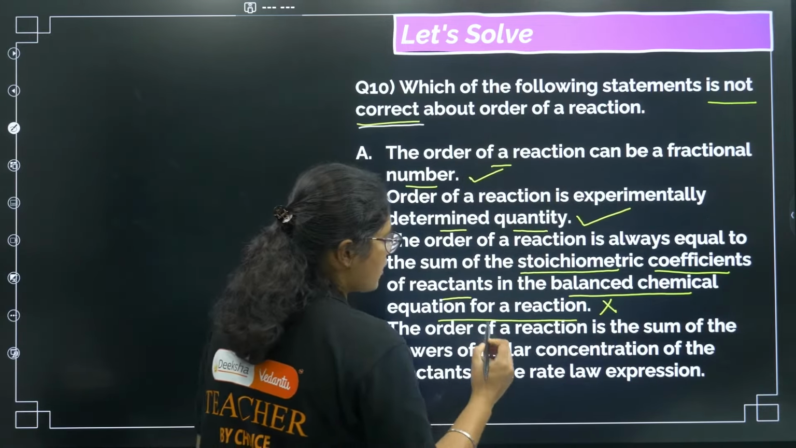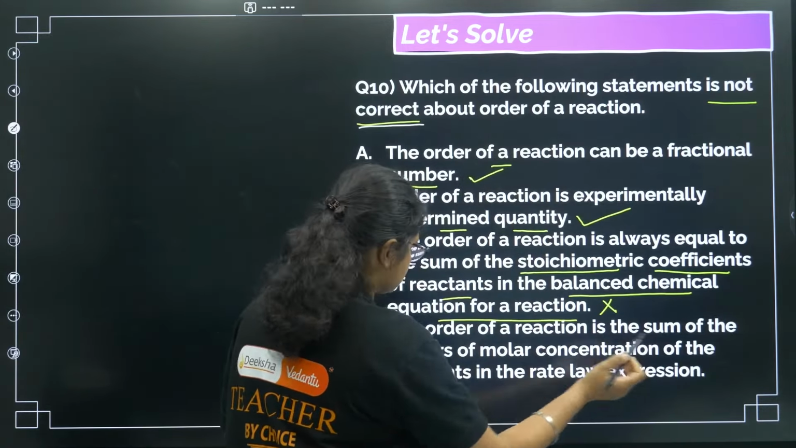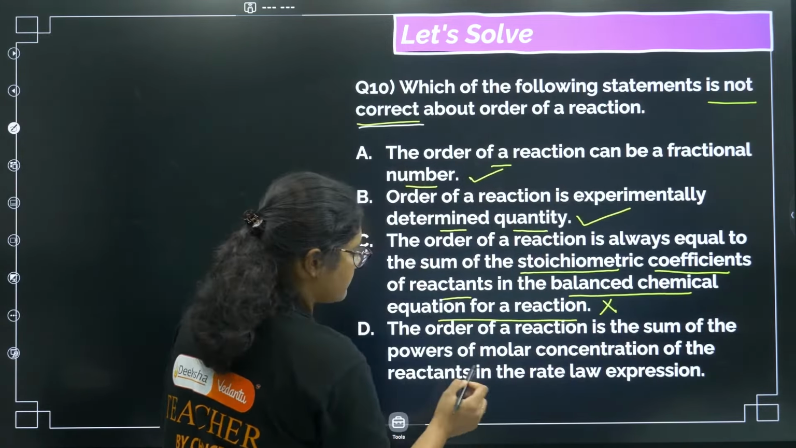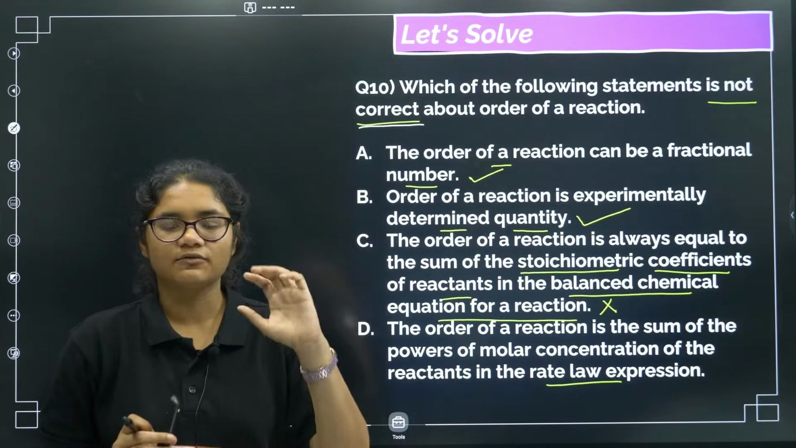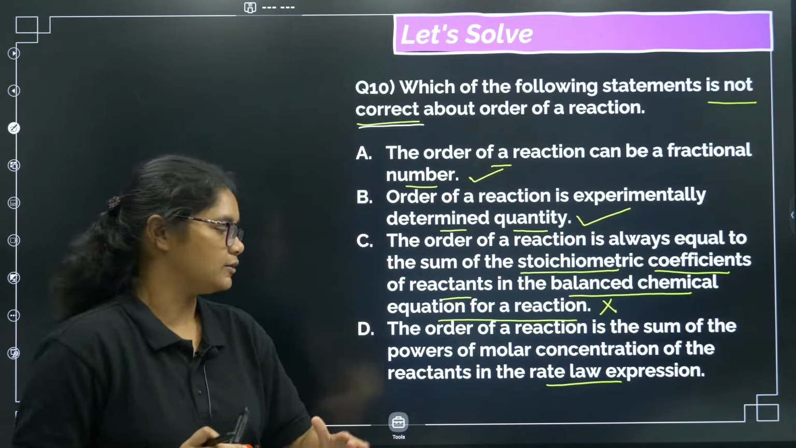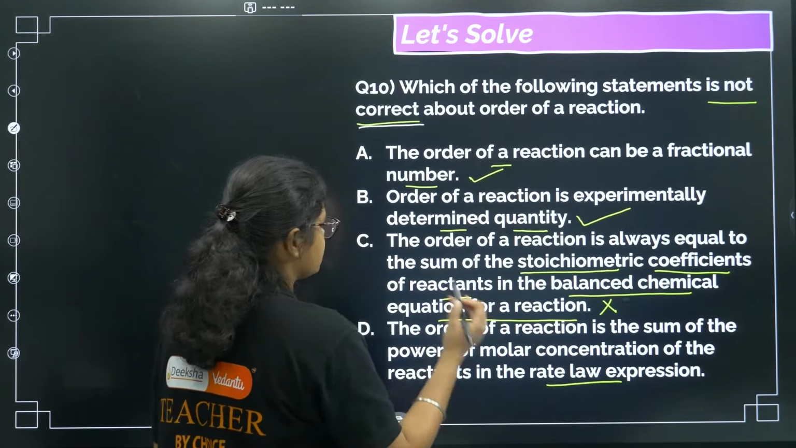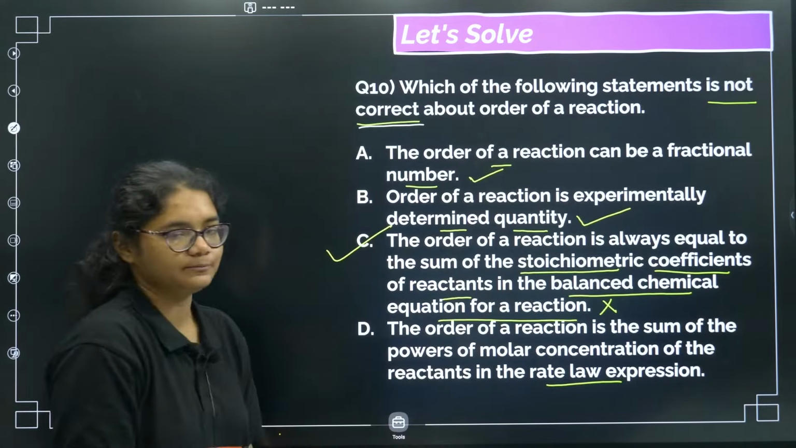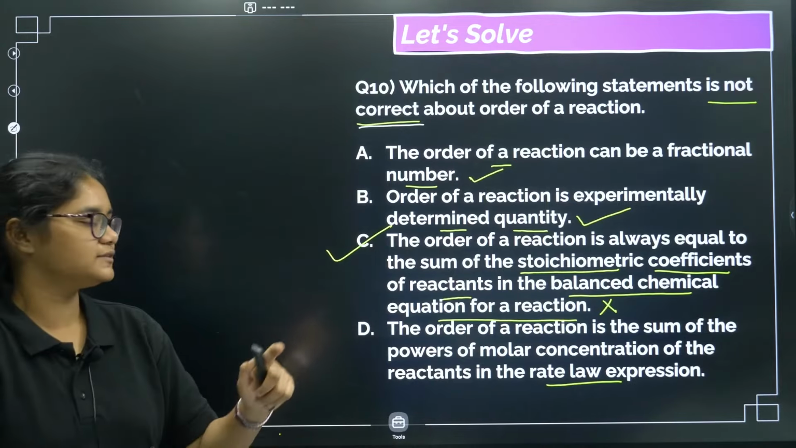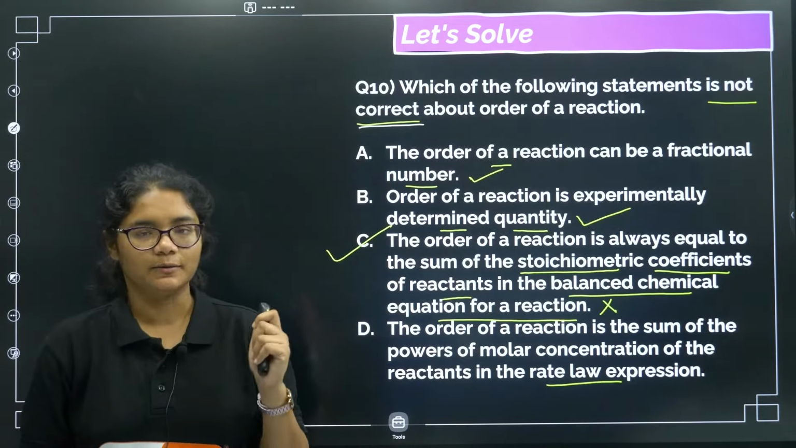Next, coming to the order of a reaction is the sum of the power of the molar concentration of the reactants in the rate law expression. Yes, in the rate law expression, the sum of the powers of the reactant terms will be equal to the order of the reaction, right? So the incorrect statement is option number C. So the correct answer for this question will be option number C.